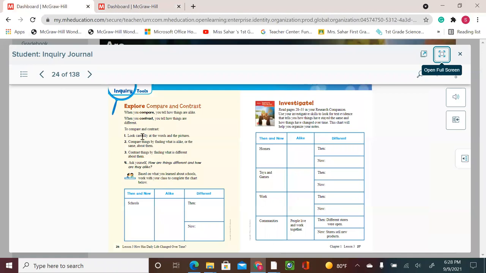Okay, let's go back to our book and see page 27. What we need to do is answer this question, comparing homes, in how they're different, toys and games, work, and communities. So over here, you're going to see the homes. Remember, you go back.